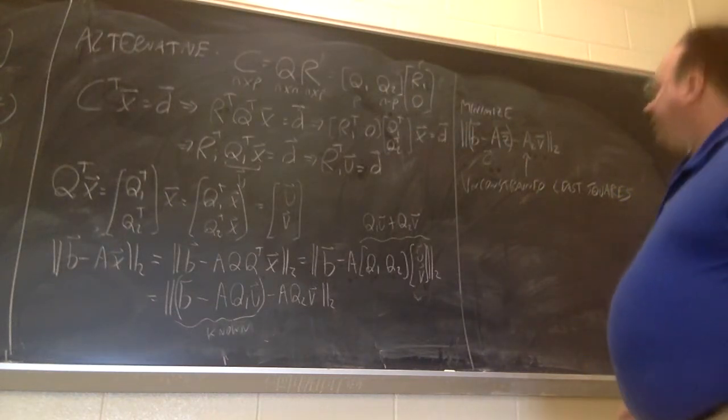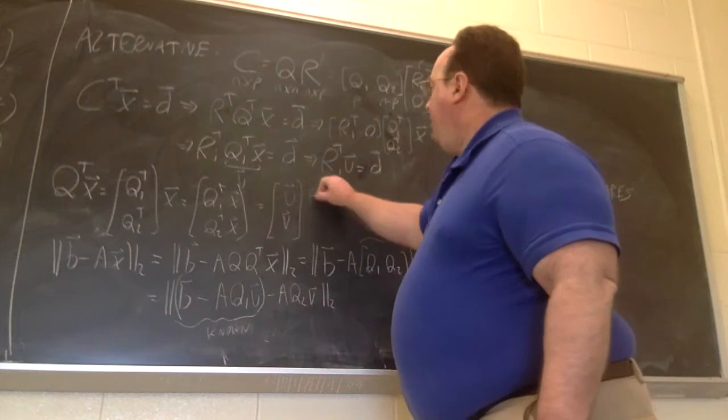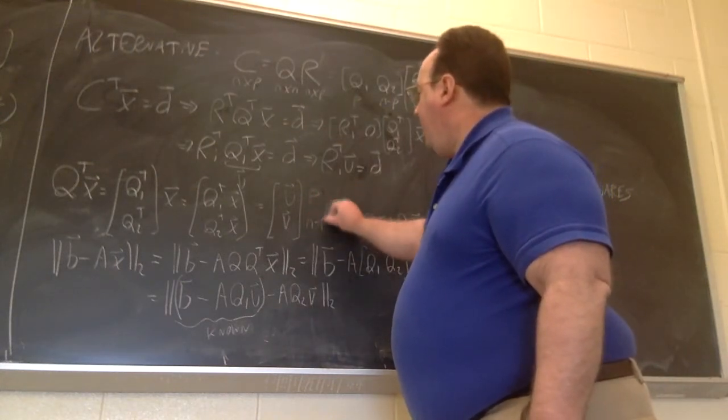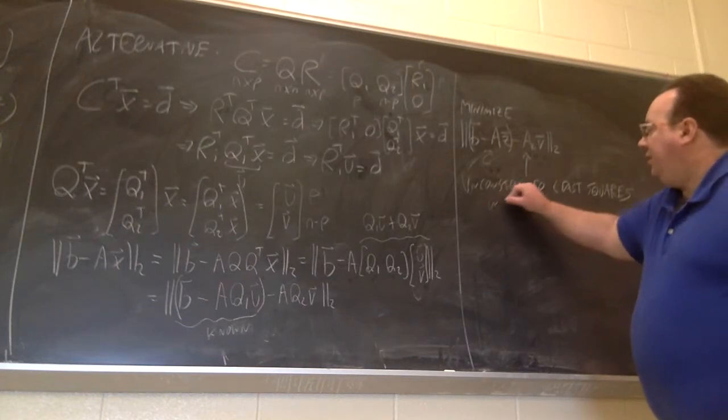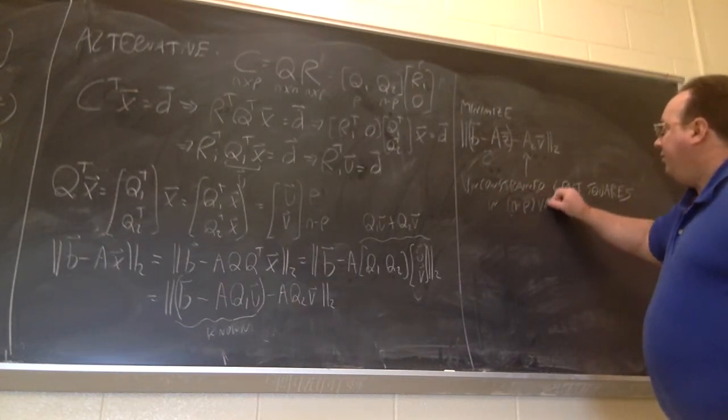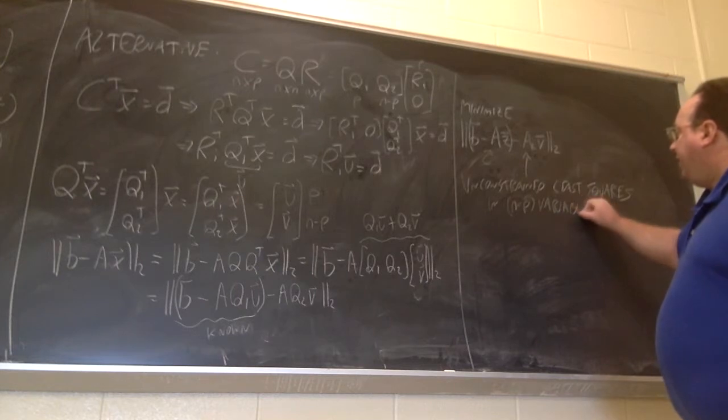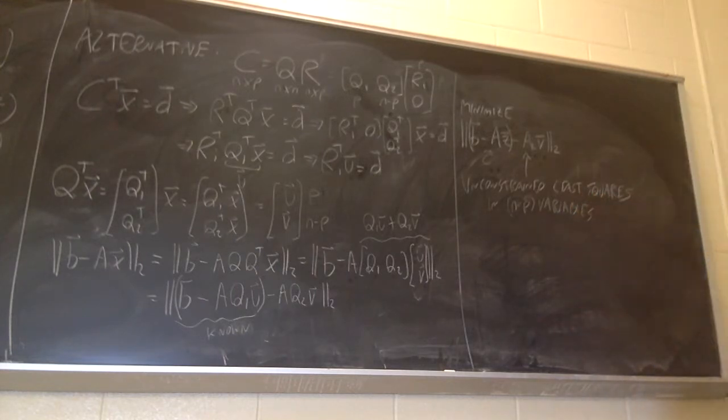But the thing is, what that means is V has N minus P components. Whereas with Lagrange multipliers, I was solving an unconstrained least squares problem involving all N variables that I had, here I'm solving an unconstrained least squares problem in N minus P variables. And this is exactly what you'd expect. If you have N variables altogether, you have constraints imposed on P of them that should reduce it to a problem in N minus P variables. And Lagrange multipliers didn't do that, but this approach does.